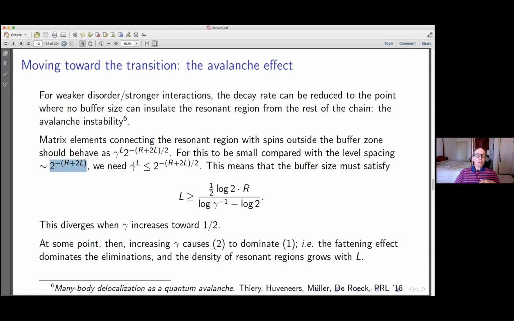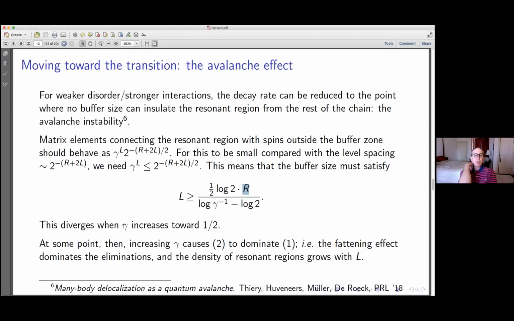All right, if we look at this inequality and just solve it, we see that the length L, basically the width of the buffer zone, has to be at least this size. It's proportional to R, but there's a denominator here, which, as anticipated, goes to 0 as gamma increases to 1/2. So there's something special about the decay factor 1/2, which makes it impossible to decouple these resonant regions from the rest of the lattice.